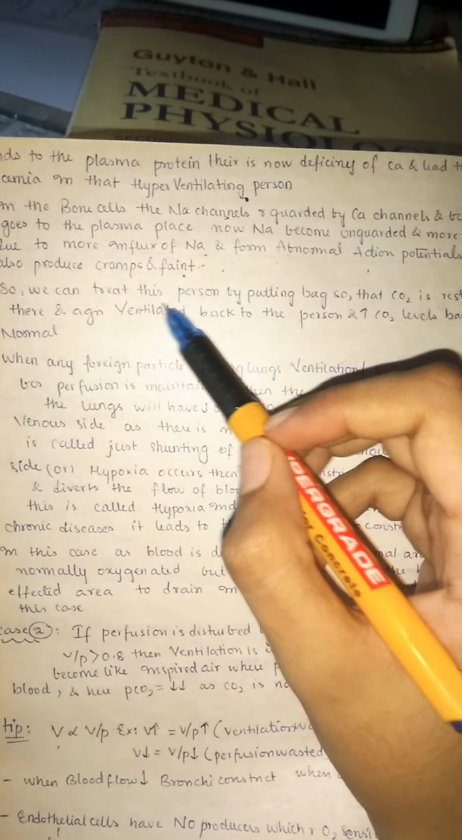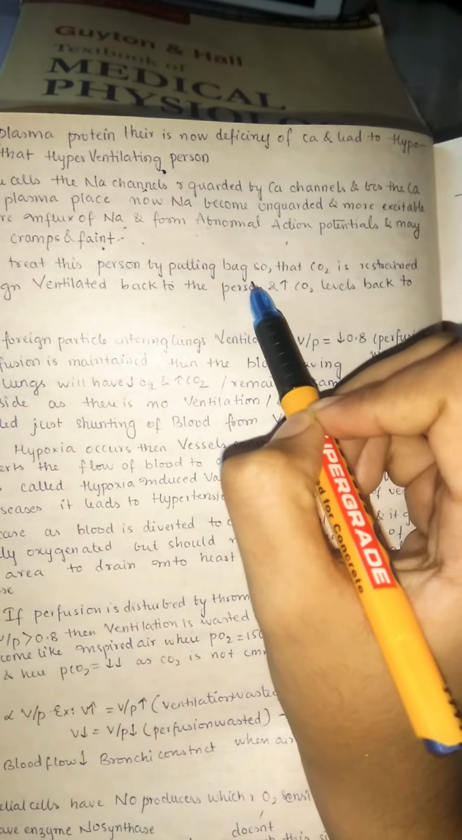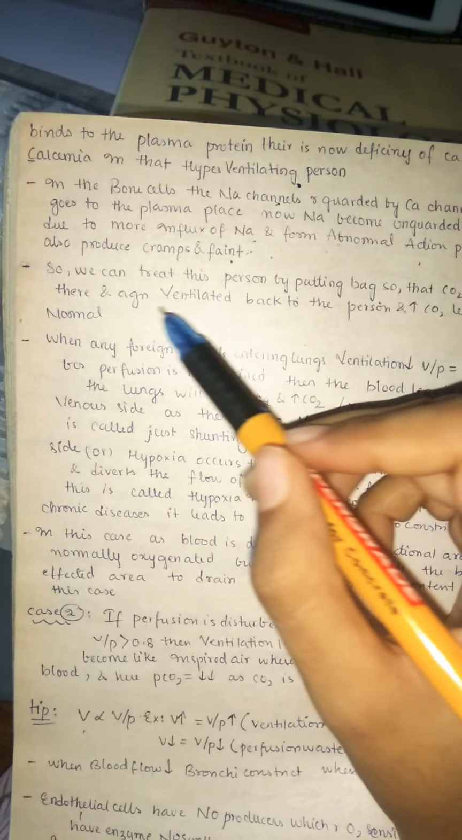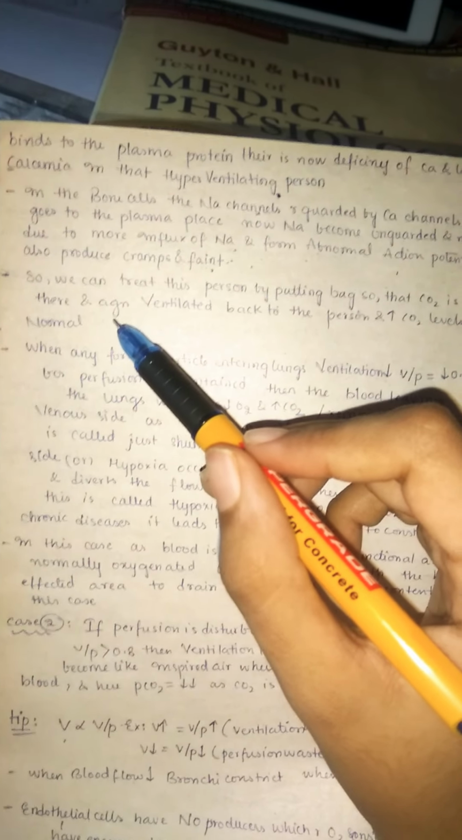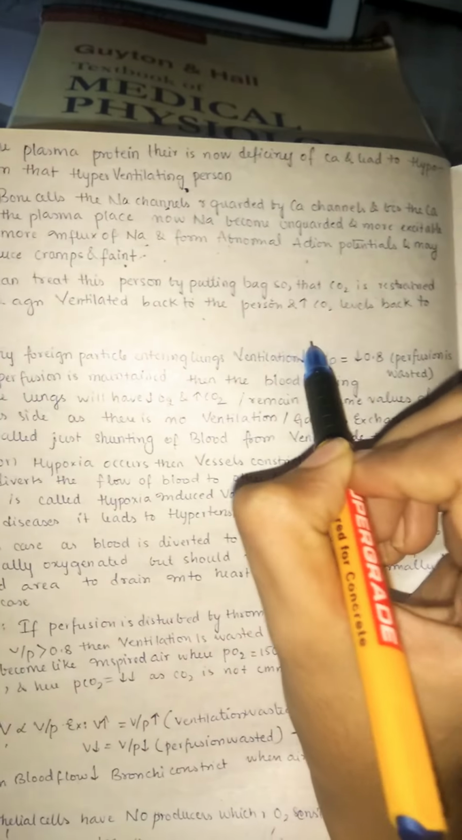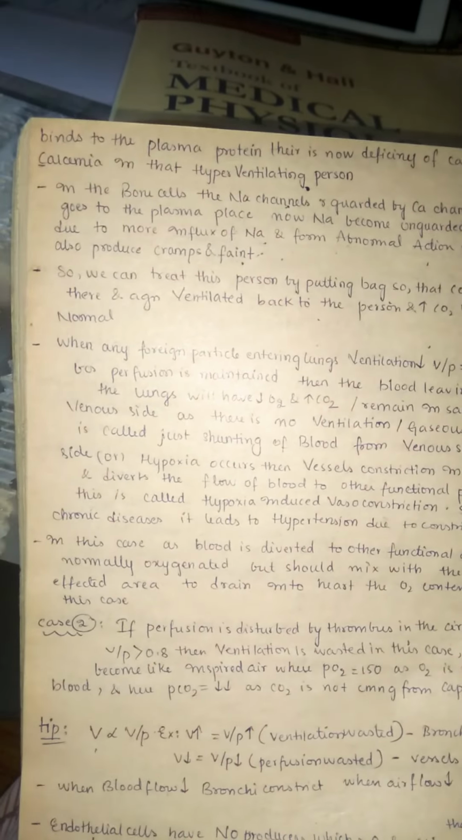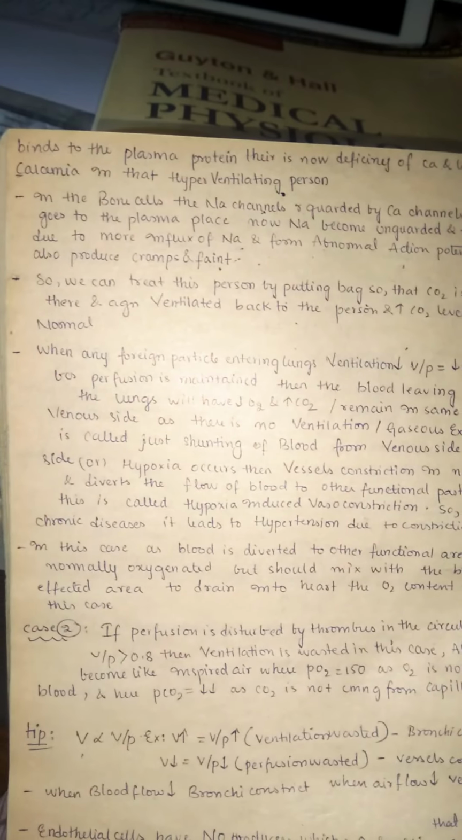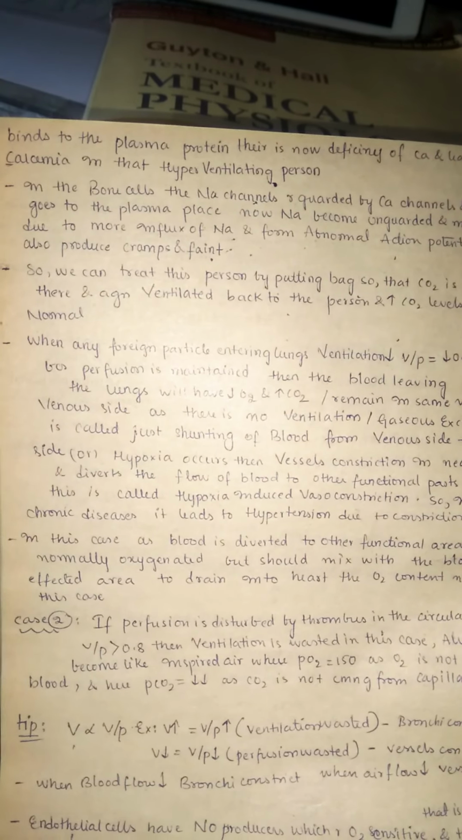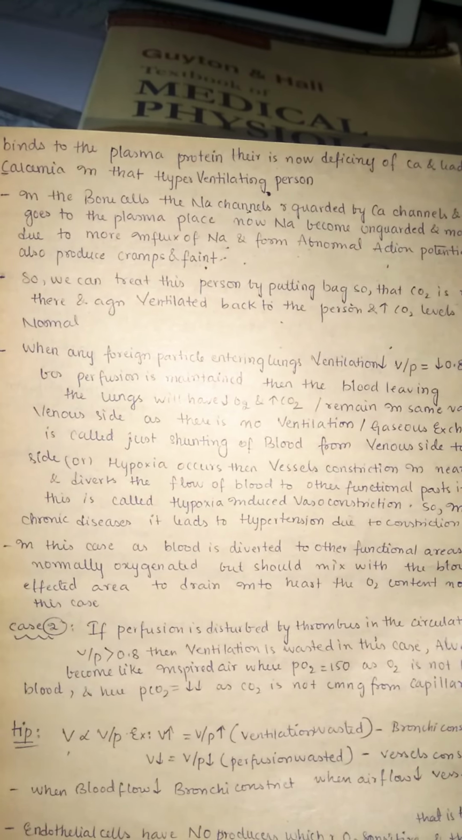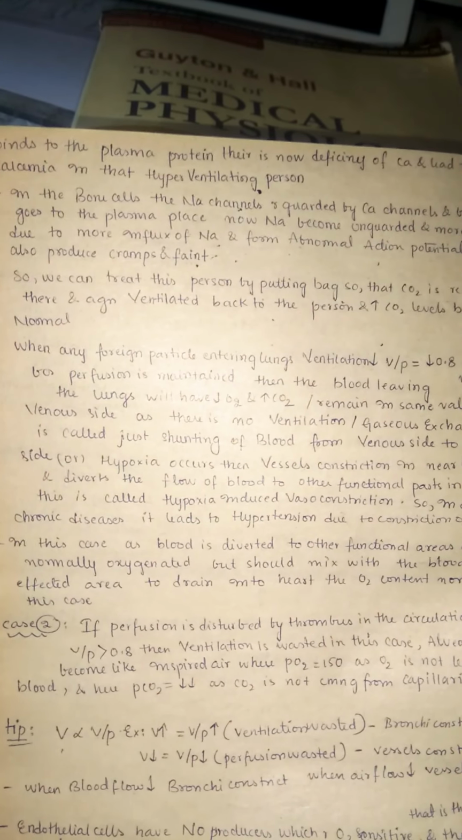So we can treat this person by putting a bag so that carbon dioxide is restrained there and ventilated again back to the person, and the carbon dioxide level increases back to normal. Actually, this is in a hyperventilating person; because of the decrease in carbon dioxide, this problem is formed. So when we put a bag to his mouth, the carbon dioxide which he produces goes back to him and it gets normal.